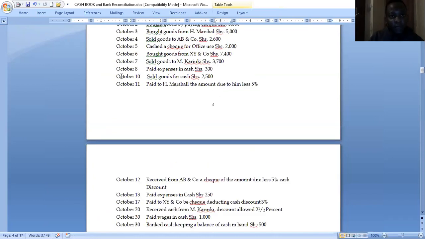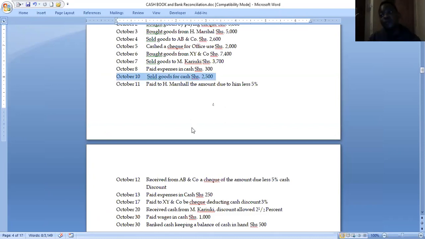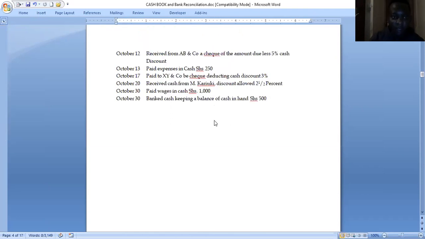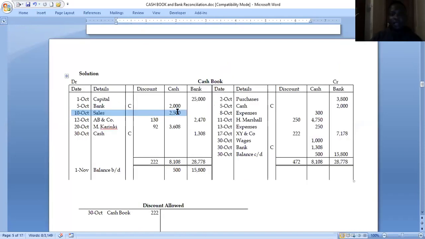Then we have October 10th, sold goods for cash, 2,500 shillings. So the two accounts here are sales and cash. Sales is a revenue, cash is an asset. Sales are increasing, cash is increasing. Whenever revenue is increasing, you're supposed to do what? Credit. And whenever an asset is increasing, you're supposed to do what? Debit. So therefore, credit sales, debit cash. So in our cash book on October 10th, we debit cash by 2,500 by sales, as highlighted there in the cash column.